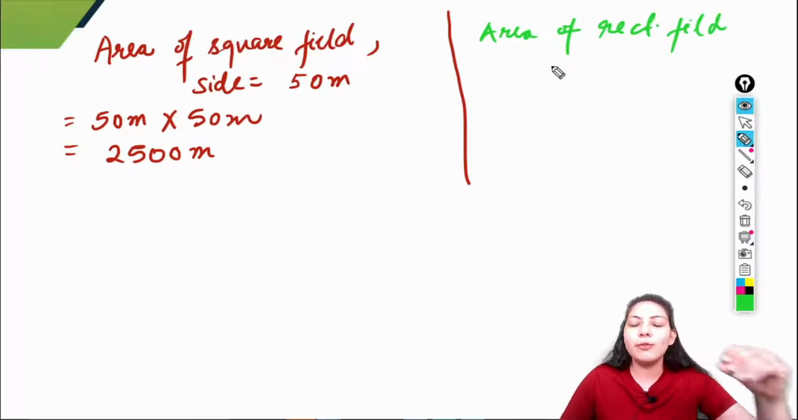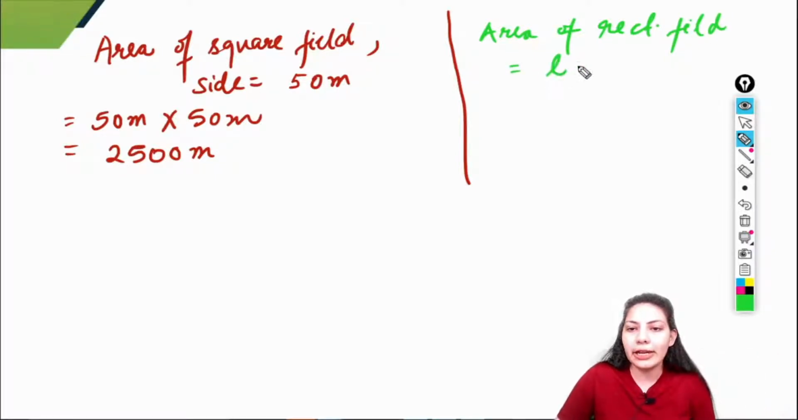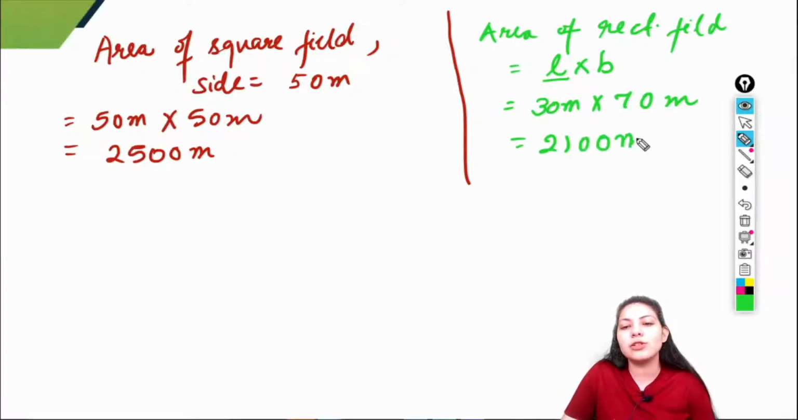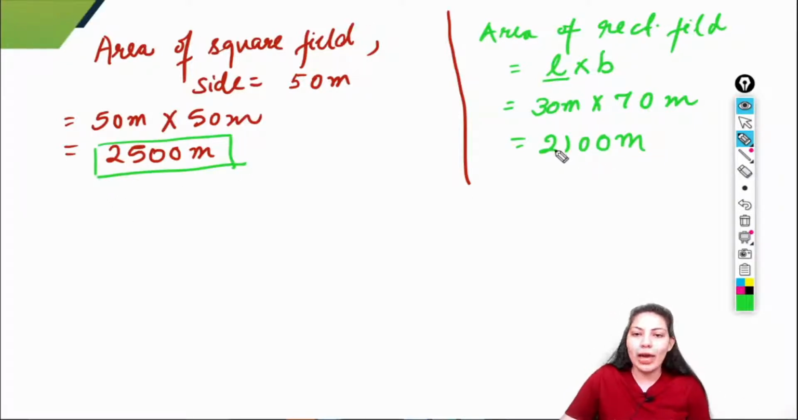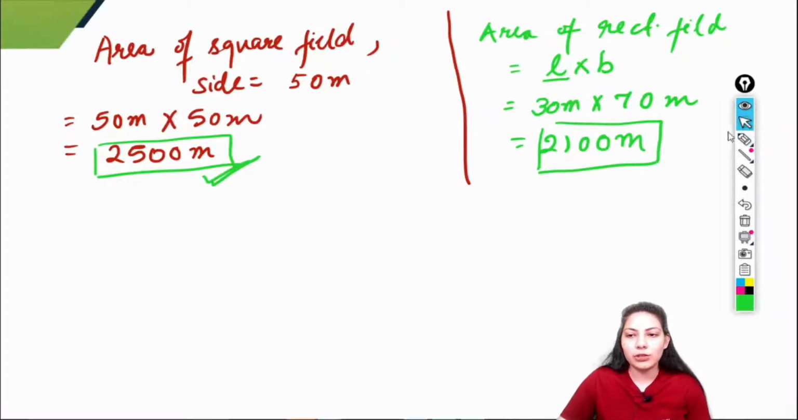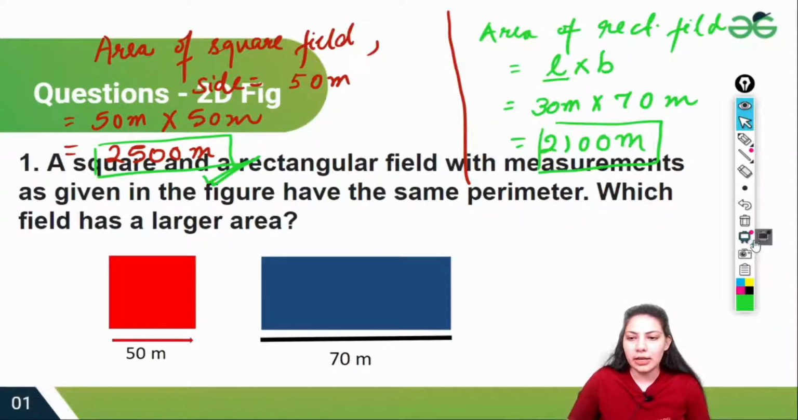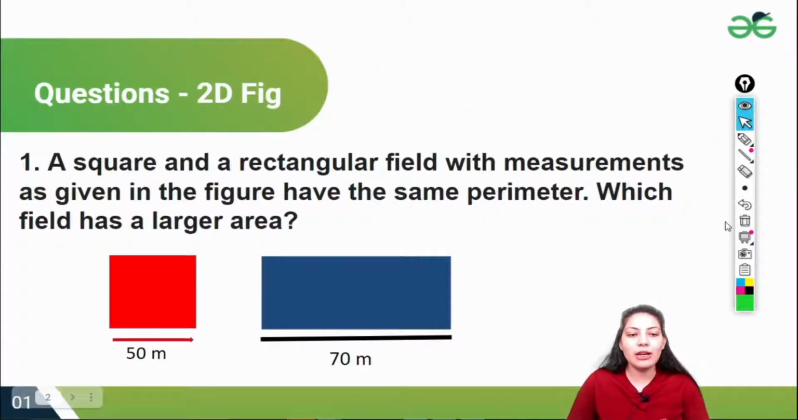So what is the area of a basic rectangle? The area of a rectangle is length into breadth. And in the perimeter section, we found out the length as 30 meter and breadth we are given as 70 meter. 7 3s are 21 and 2 zeros, so that is 2100 meter. Now which one is larger, square field area or rectangular field area? Of course, square field area. So the answer of this question is that the square field has larger area as compared to the rectangular field.